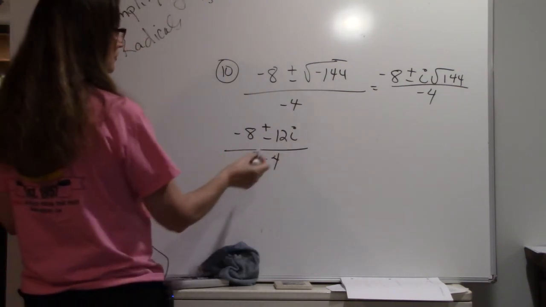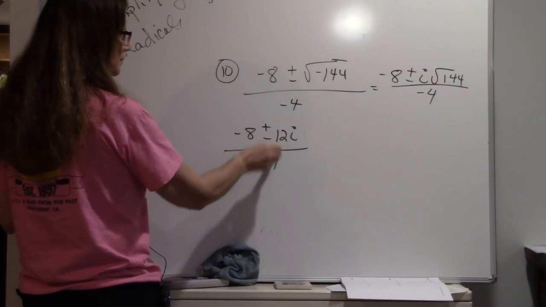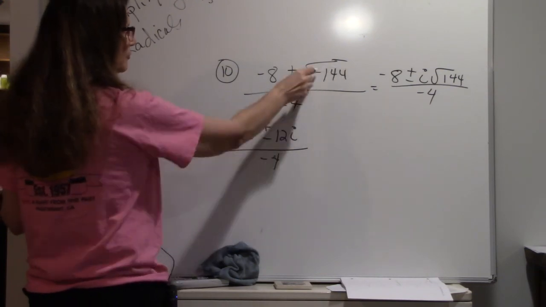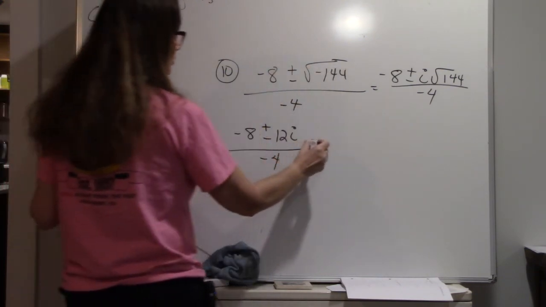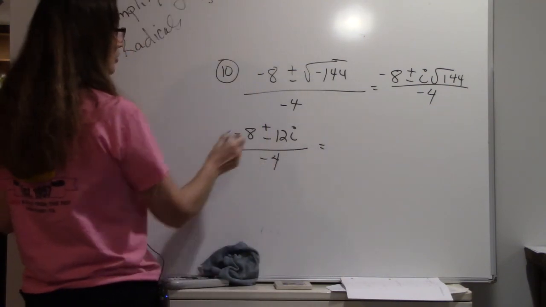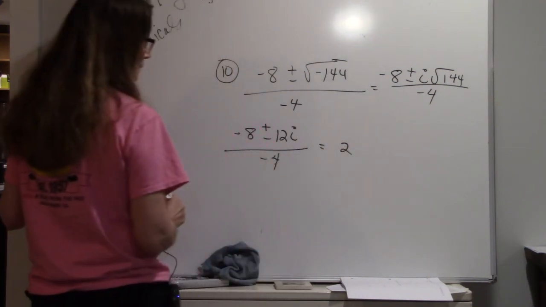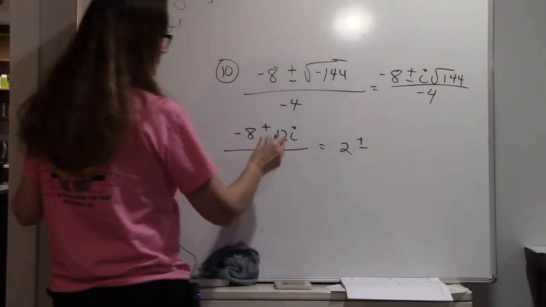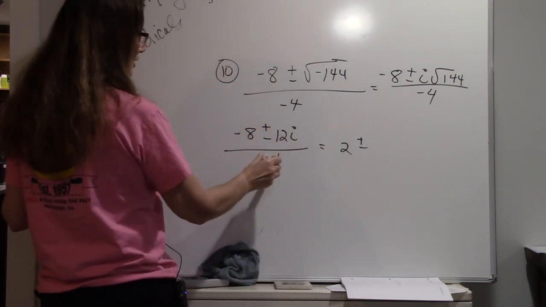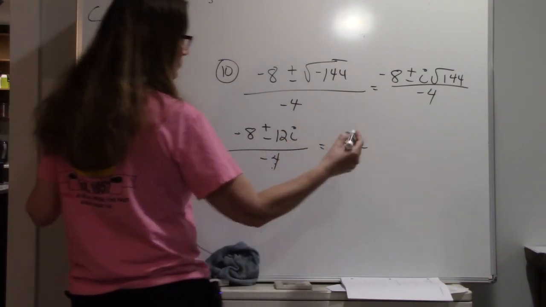And now I can simplify. This 12 is a whole number. Okay, the i is taking care of the negative. So the 12 is a whole number, so I can actually simplify. So negative 8 divided by negative 4 is 2, plus or minus. 12 divided by negative 4 is a negative 3.